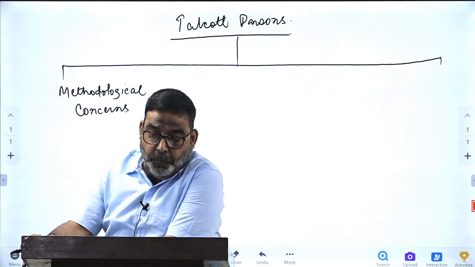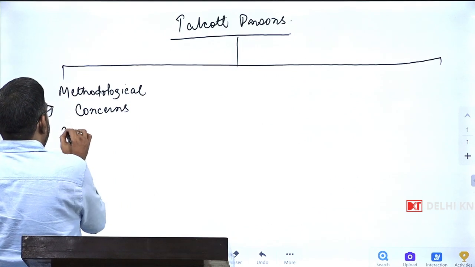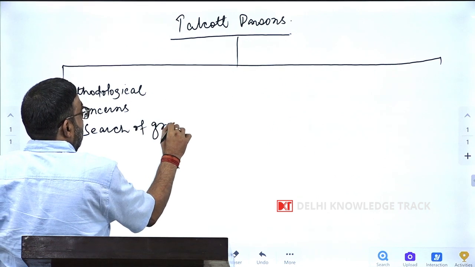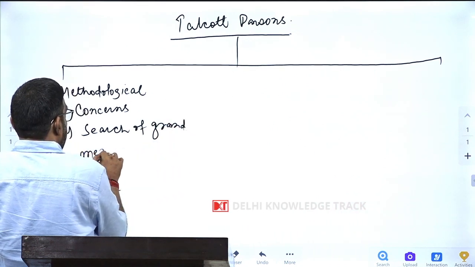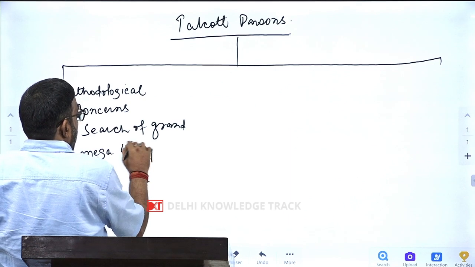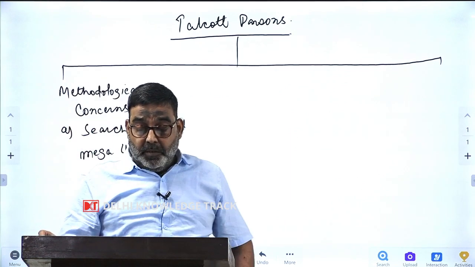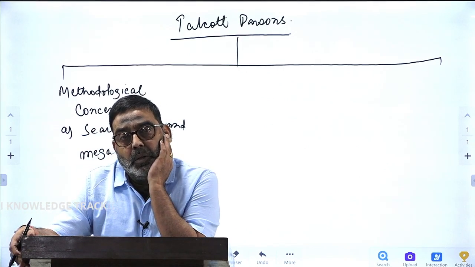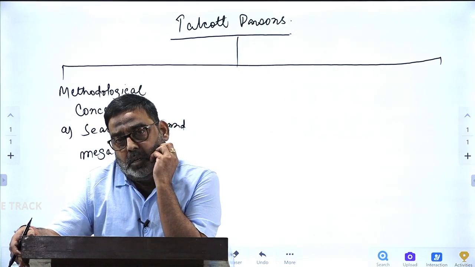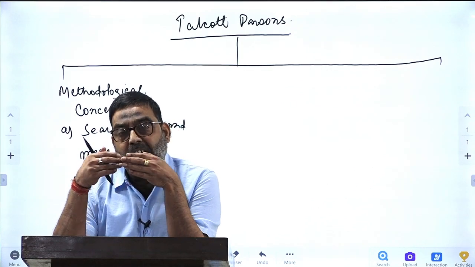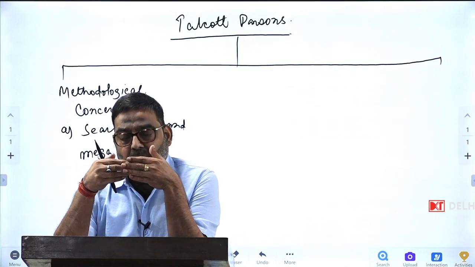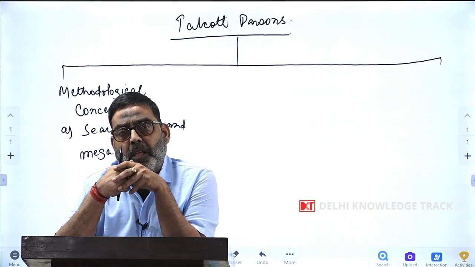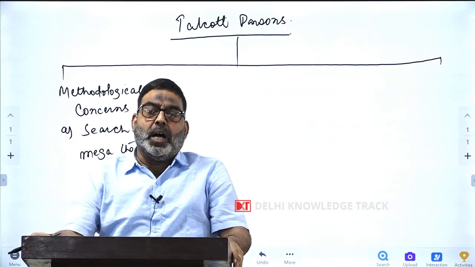So in the methodological concern, first one is, Parsons is known for the search of grand or mega theory. When I say grand or mega theory, then this way the sociological tradition is enriched by Parsons, synthesizing the different branches of social sciences into an integrated one. And particularly in terms of sociology, psychology, anthropology, all would be integrated and would be proposing a grand or mega theory.